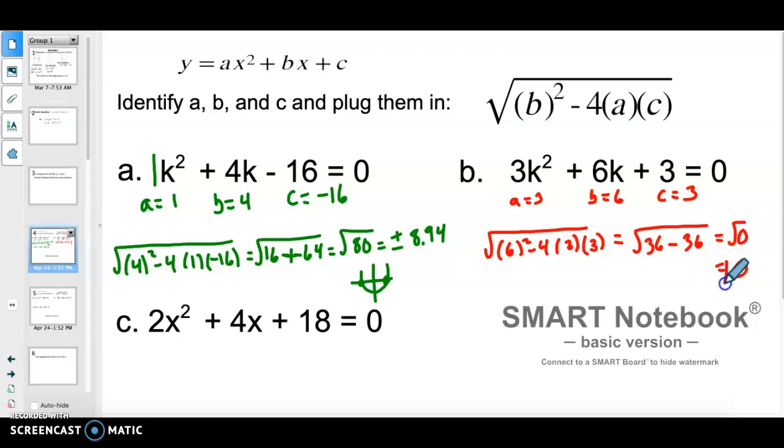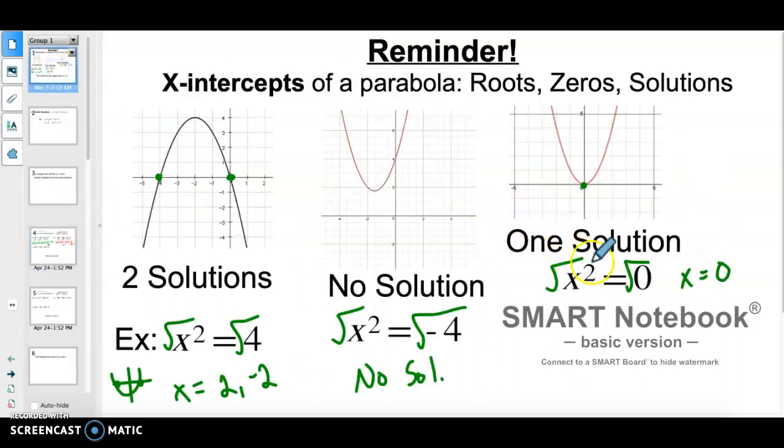So when you get a solution that's just 0, what this means is that on our graph, we're just going to be touching the x-axis one time. So we have one solution. That kind of comes back to the idea of when you had solving by square roots and we took square root of 0, that 0 was our one solution on our parabola.